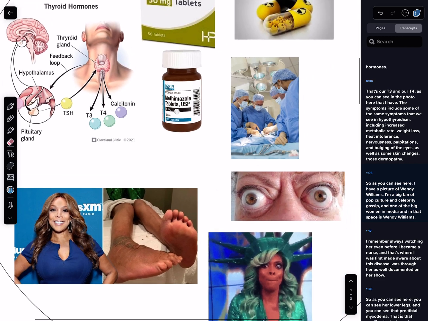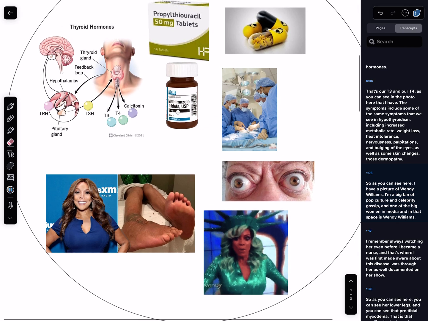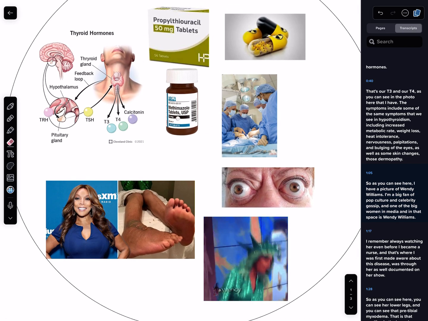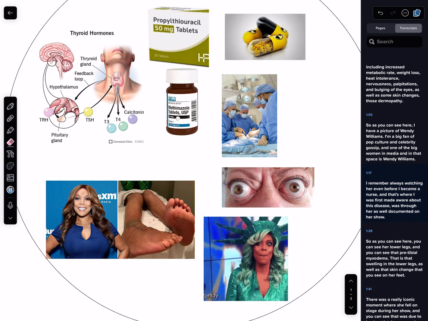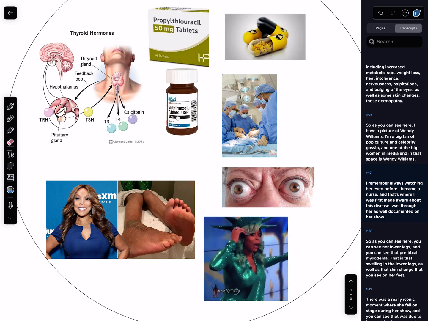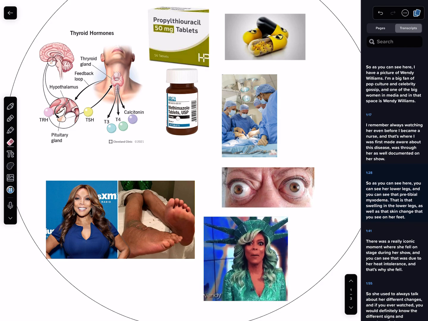So as you can see here, I have a picture of Wendy Williams. I'm a big fan of pop culture and celebrity gossip, and one of the big women in media and in that space is Wendy Williams. I remember always watching her even before I became a nurse, and that's where I was first made aware about this disease, was through her. It's well documented on her show.